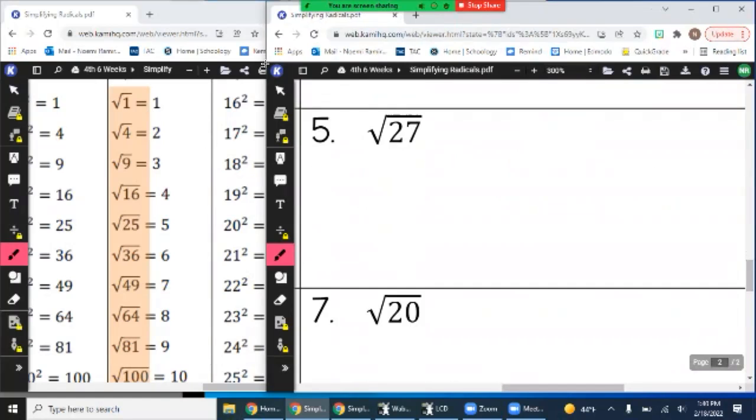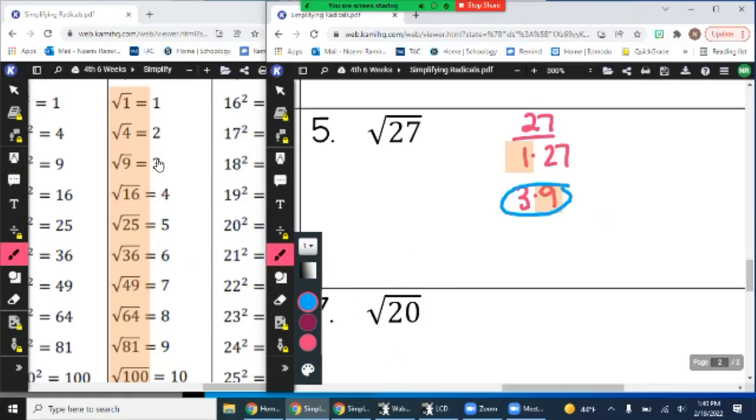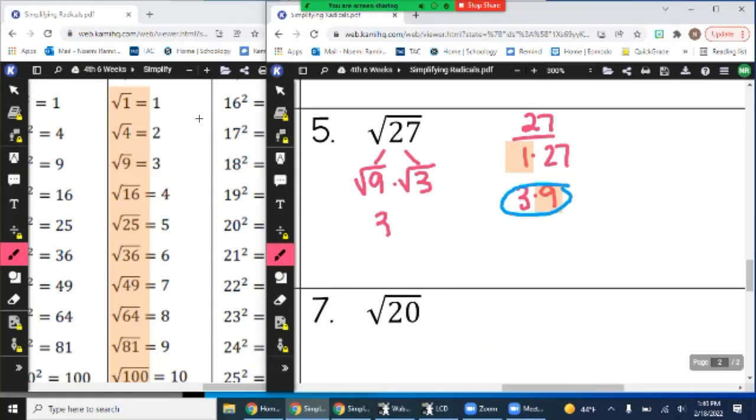Okay, square root of 27. Let's find the factors of 27. 1 times. Okay, so what are my perfect squares? 1 and 9. And we're going to pick the 9. Which one do we write in the front? The 9. So square root of 9 times the square root of 3. What is the square root of 9? 3. So 3 square roots of 3.